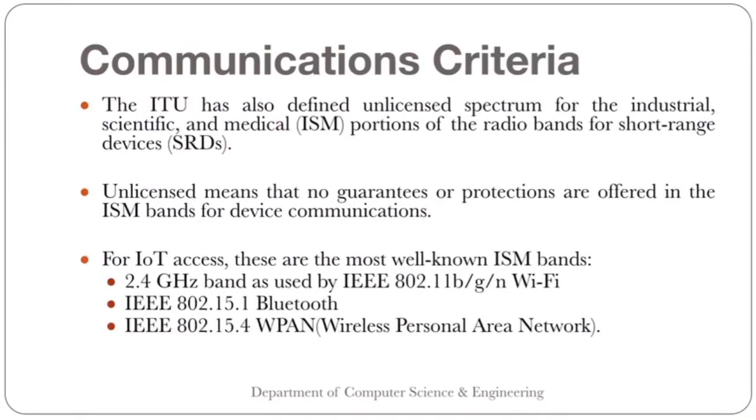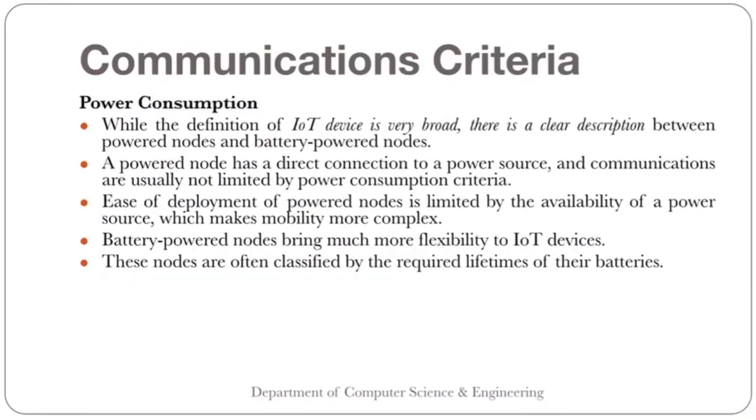So for IoT access, these are the most well-known ISM bands. So these are the 2.4 gigahertz band used by IEEE 802.11b, g, that is Wi-Fi, or Bluetooth, or even a wireless personal area network. So these are unlicensed bands available for IoT communication.